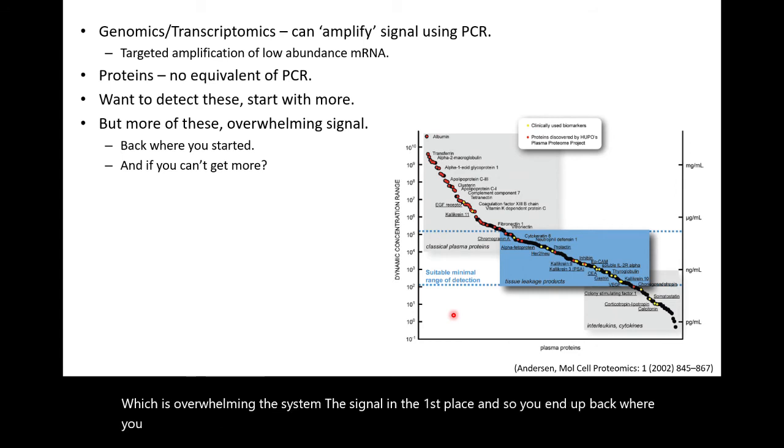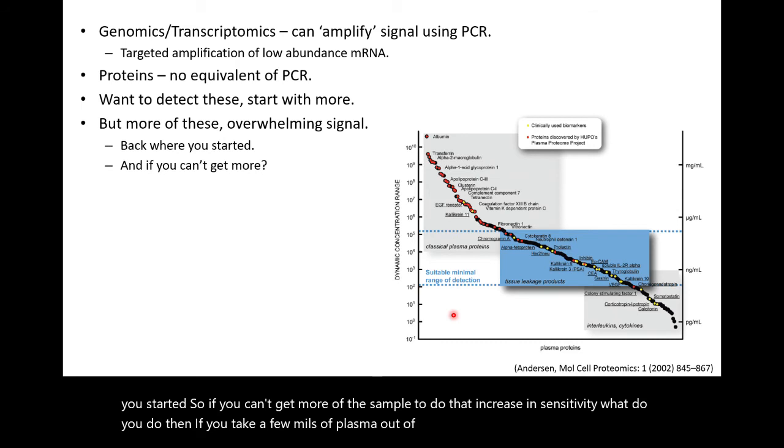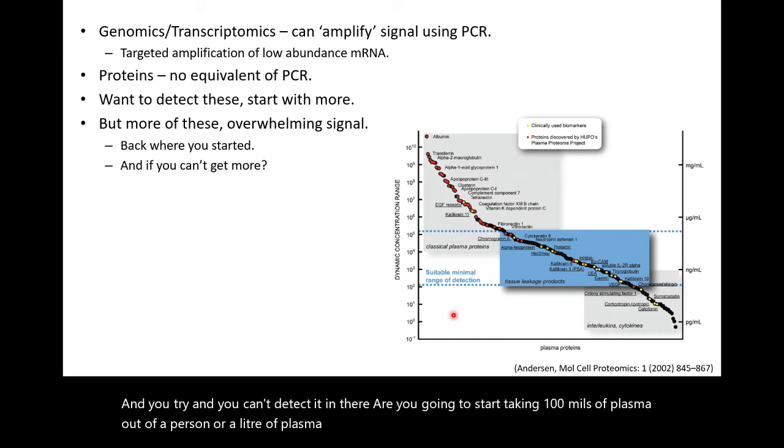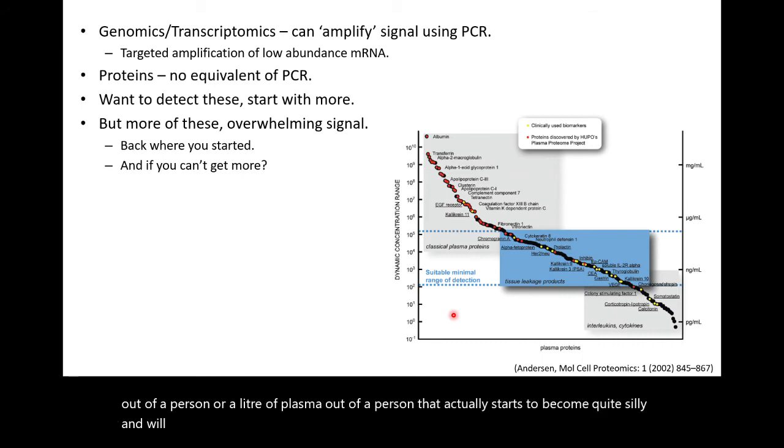So if you can't get more of the sample to do that increase in sensitivity, what do you do then? Like if you take a few mils of plasma out of a person and you can't detect it in there, are you going to start taking 100 mils of plasma out of a person or a liter of plasma out of a person? That actually starts to become quite silly. And we'll talk about that further in a couple of slides.